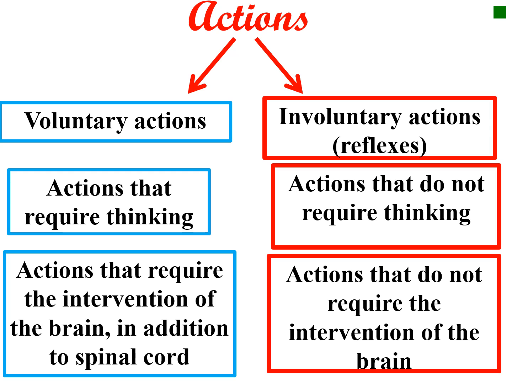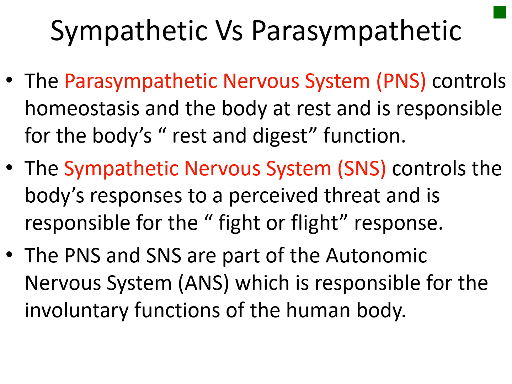To start with, let's start with the types of actions. We have actions that require thinking, and others that do not require thinking. Some of them require the intervention of the brain in addition to the spinal cord, others don't require the intervention of the brain. These are called voluntary actions that require thinking. Those that don't require thinking are called involuntary, or they have a name: reflex.